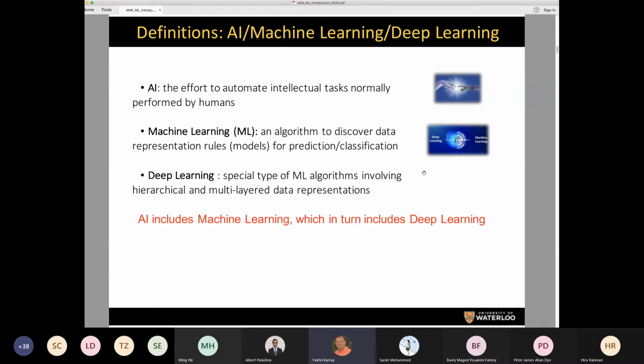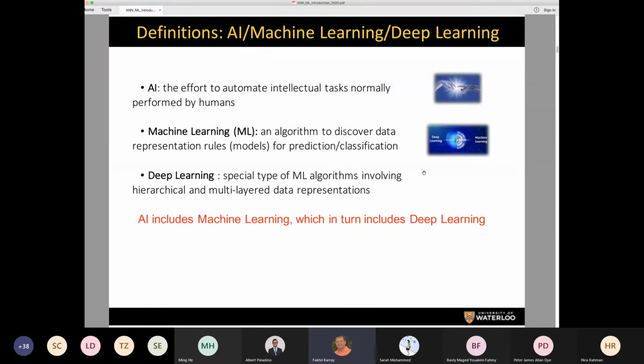The most general definition is what we know as AI. AI has been around since the early 1950s, and the term was coined by John McCarthy in the late 50s. It was defined by a number of scientists who met in the 50s as the effort to automate intellectual tasks that are normally performed by humans. So basically, it is to design machines that are intelligent enough to automate intellectual tasks.